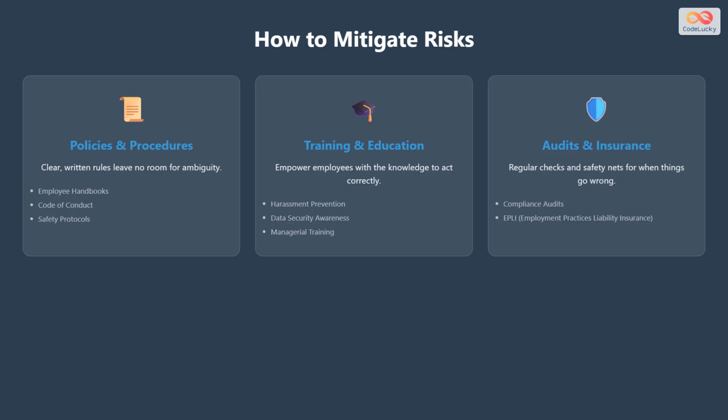Mitigation comes down to three pillars. First, policies and procedures. Clear, written rules like an employee handbook leave no room for ambiguity. Second, training and education. You must empower your employees and managers with the knowledge to act correctly, such as harassment prevention training. And third, audits and insurance. Regular compliance checks and having insurance like employment practices liability insurance provide a safety net.